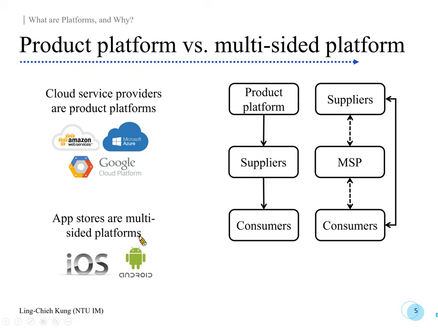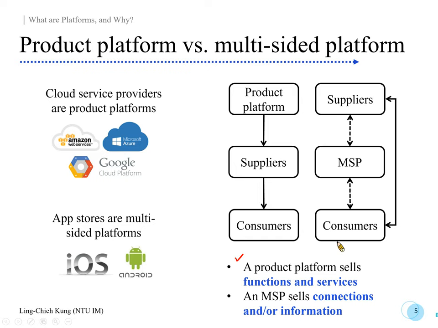So if that seems reasonable to you, a product platform, what do they sell? It sells functions and services. It provides services directly to those suppliers. While as an MSP, you still sell connections and information as the most important value to consumers and suppliers.